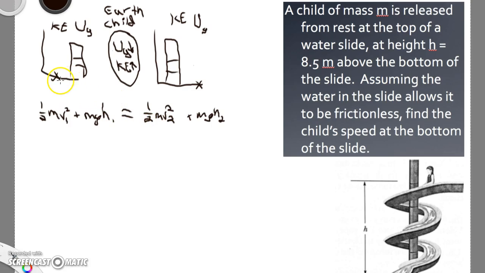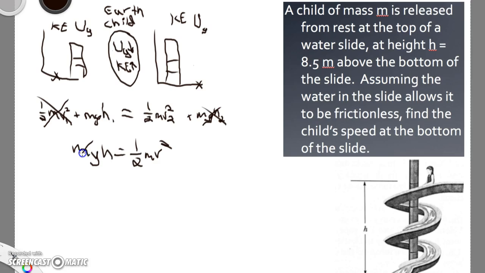As we said, we have 0 kinetic energy to start, so we're going to take that away because it's equal to 0, just like our gravitational potential energy at the end, which means that we start with gravitational potential energy and end with kinetic energy. So now we can solve this.